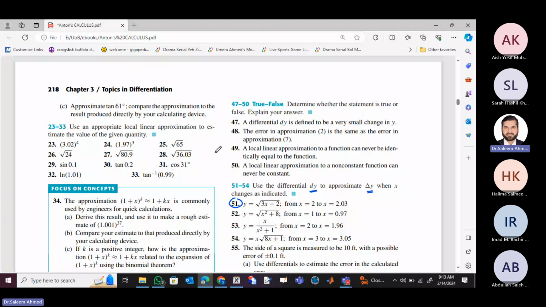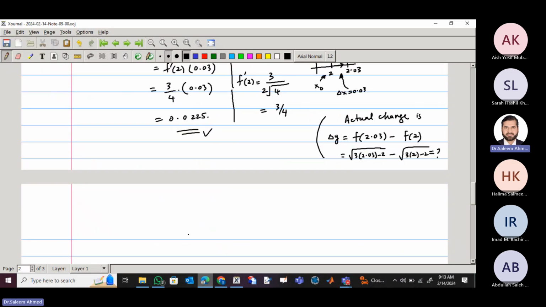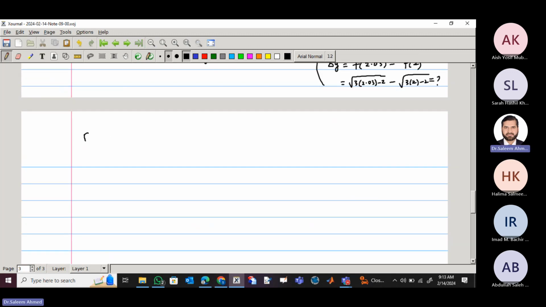Here he said use the local linear approximation to estimate 3.02 to the power 4. Exercise 23, page 218. So he said approximate this. From a calculator, of course, I can very easily find that.